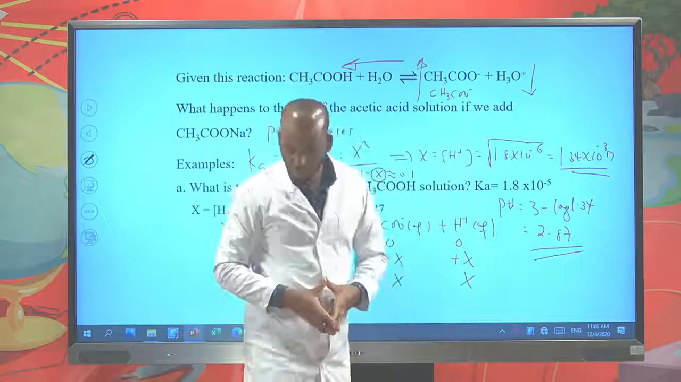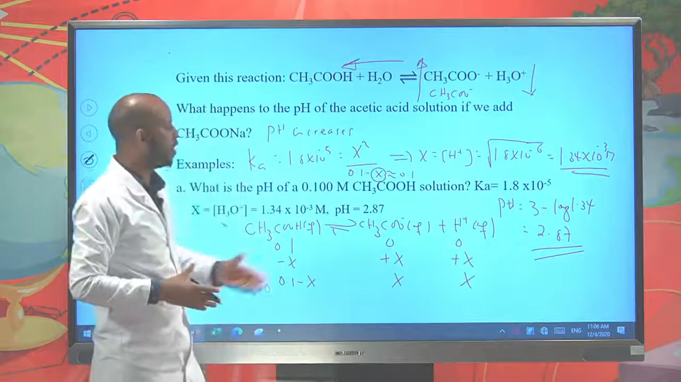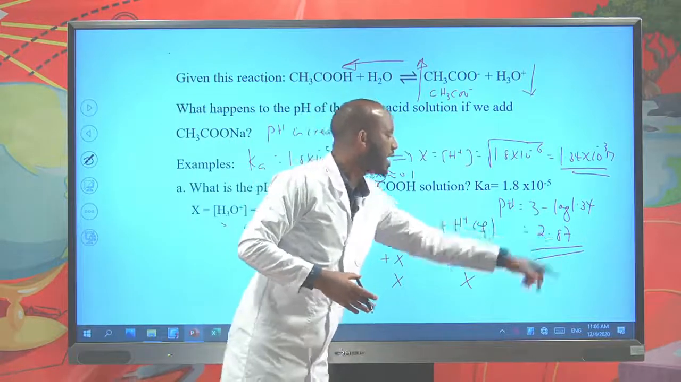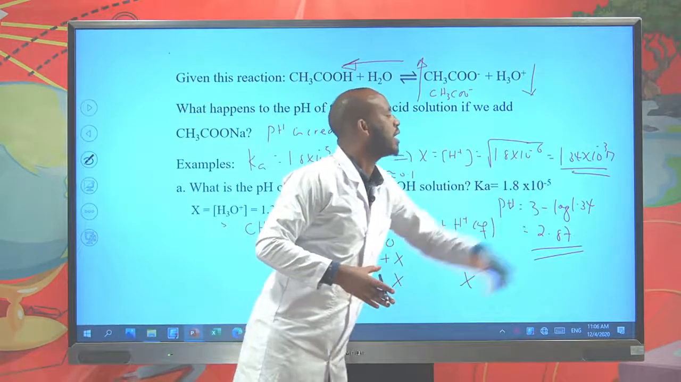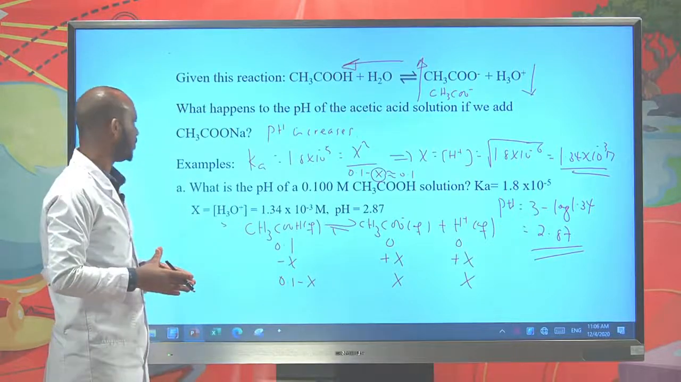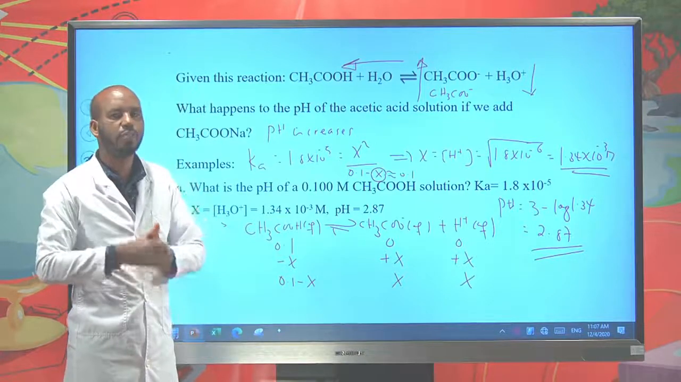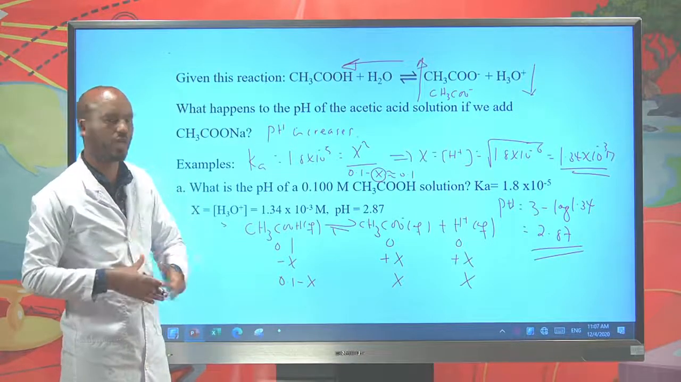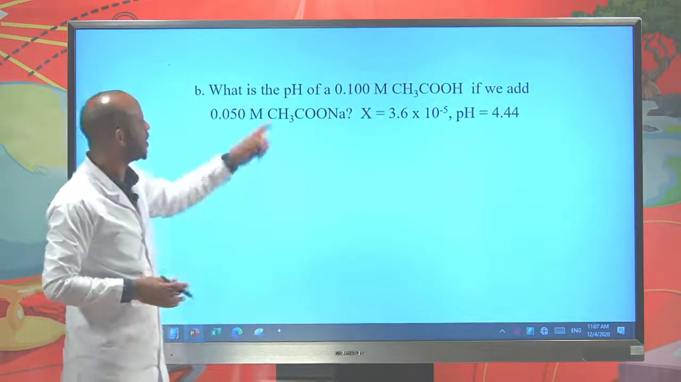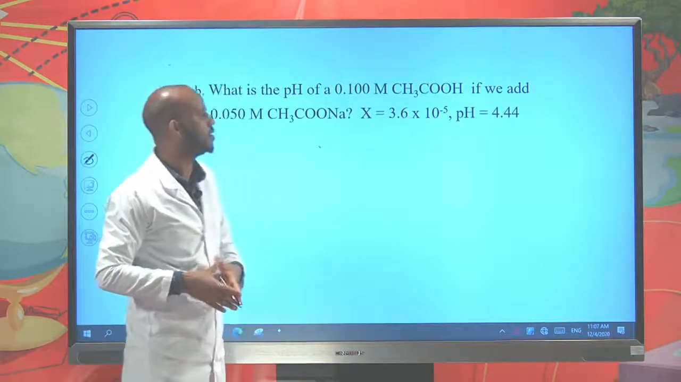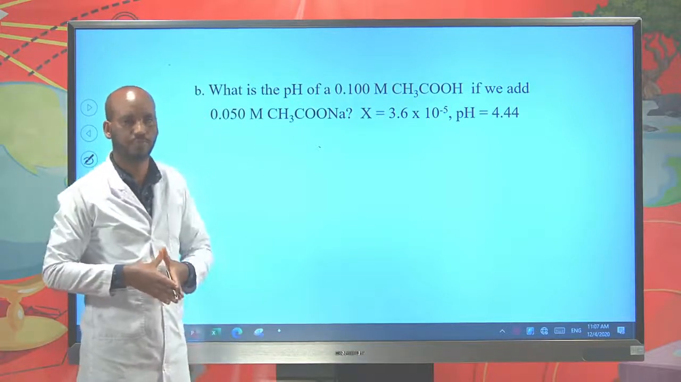2.87. Before adding a substance that provides a common ion, the pH of this solution is found to be 2.87 and the hydrogen ion concentration is 1.34 times 10 raised to minus 3 molar. Now, what happens to the pH of this solution if a substance that can provide a common ion is added to this solution? What is the pH of a 0.1 molar acetic acid solution if we add 0.05 molar sodium acetate to this solution?